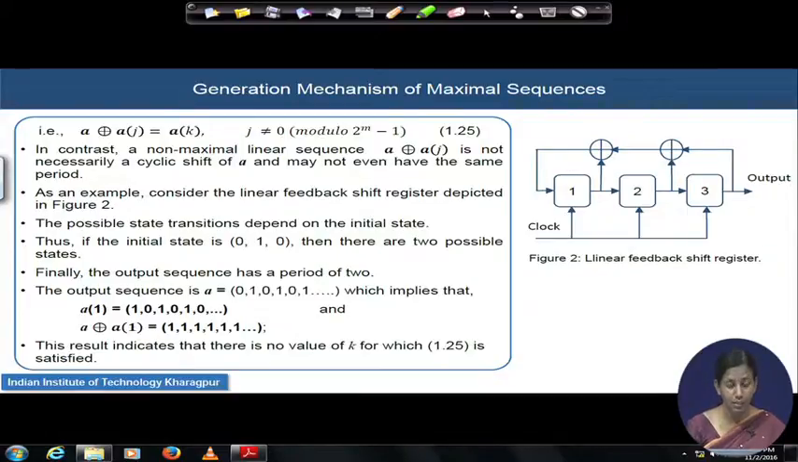But it does not mean that if you have a non-maximal linear sequence and do this kind of operation, it will be a cyclic shift of A. That is not possible, and it will not have the same period as A also. We can take an example to prove it.